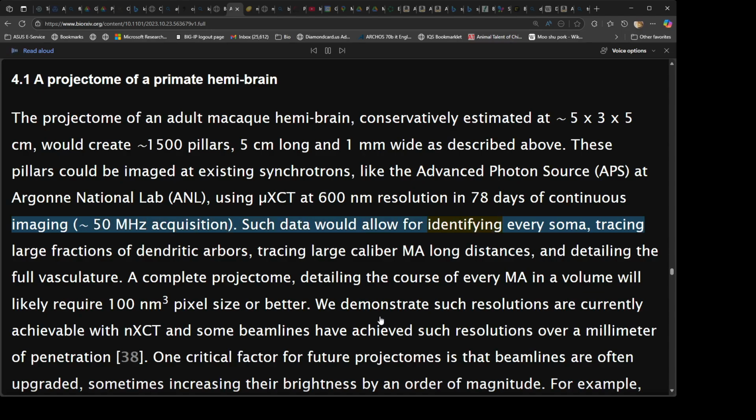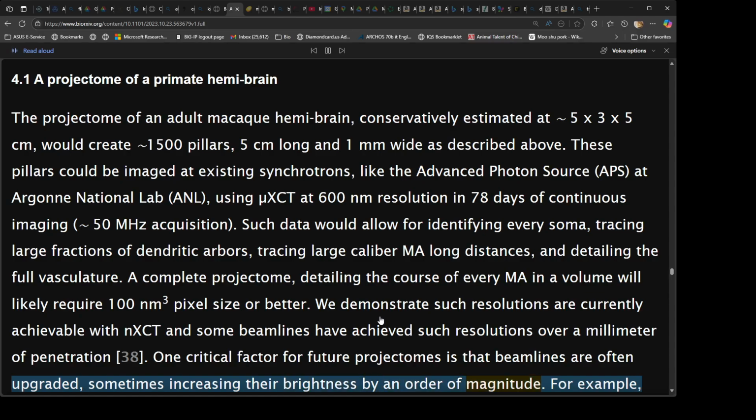Such data would allow for identifying every soma, tracing large fractions of dendritic arbors, tracing large caliber MA long distances, and detailing the full vasculature. A complete projectome, detailing the course of every MA in a volume, will likely require 100 nm 3 pixel size or better. We demonstrate such resolutions are currently achievable with NXCT, and some beam lines have achieved such resolutions over a millimeter of penetration, 38.